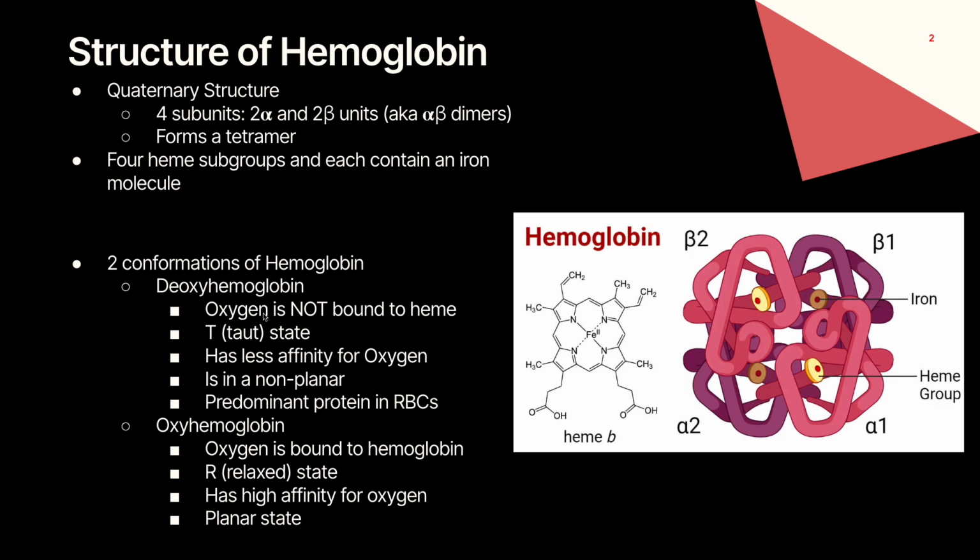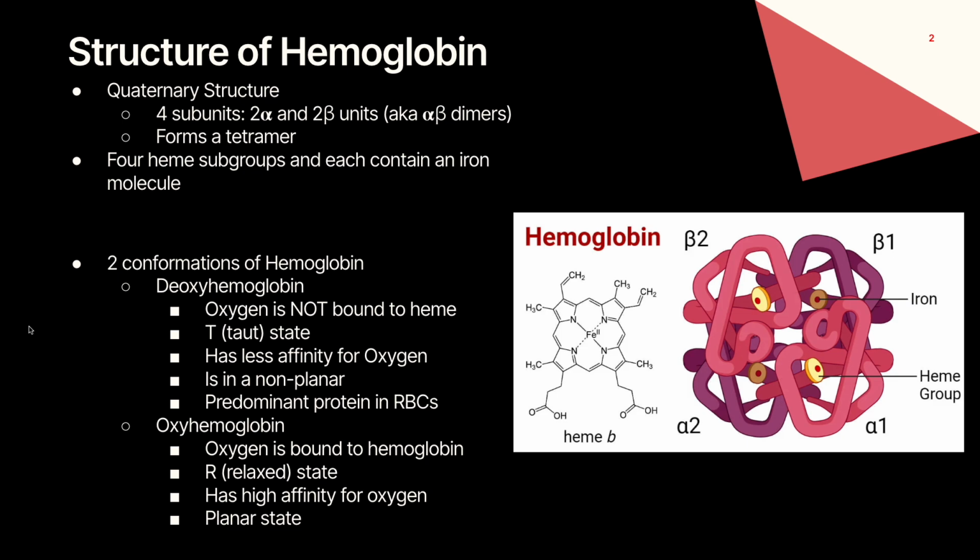And so there are two conformations of the hemoglobin that we're going to talk about today. There's the deoxygenated version of the hemoglobin where oxygen is not bound to that heme group, and this is referred to as the T state or the taut state. In this state, it has less affinity for oxygen, less chances for oxygen to bind to that site. It's in a non-planar formation, which we'll talk about soon. And this is the predominant protein that we're going to find in our red blood cells.